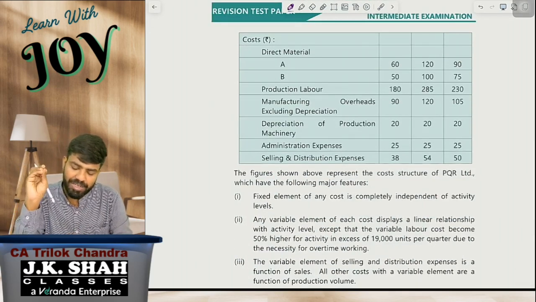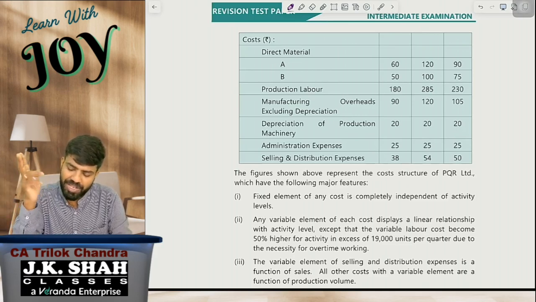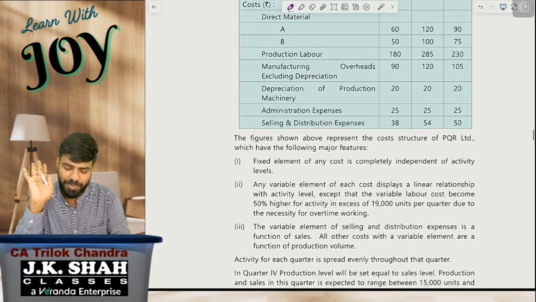Cost: direct material. There are two types of material, material A and material B. They gave cost in rupees 60,000, 1,20,000, 90,000, 50,000, 1,75,000. Production labor 1,80,000, 2,85,000, 2,30,000. Manufacturing overheads excluding depreciation 90,000, 1,20,000, 1,05,000. Depreciation of production machinery 20,000, 20,000, 20,000. Administration expenses 25,000 each. Selling and distribution expenses 38,000, 54,000, 50,000. This is the information given.